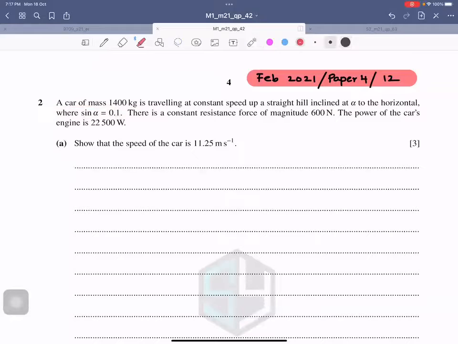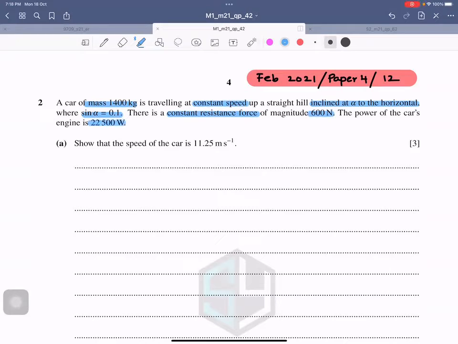So now a few things need to be underlined, and this is one of them. The mass 1400 kg, up a straight hill inclined at alpha to the horizontal. So this is what I'm underlining, where sine alpha is 0.1. And this looks like a question of work, energy, power. Over here, they are talking about constant speed. There is a constant resistive force of magnitude 600 Newton.